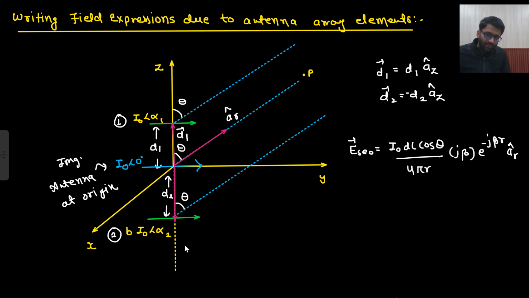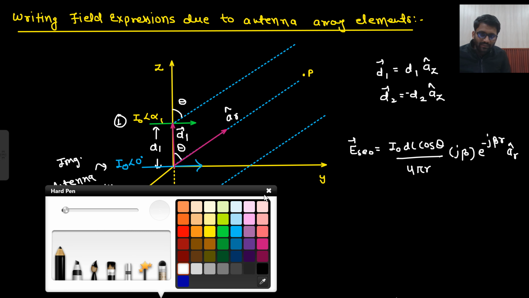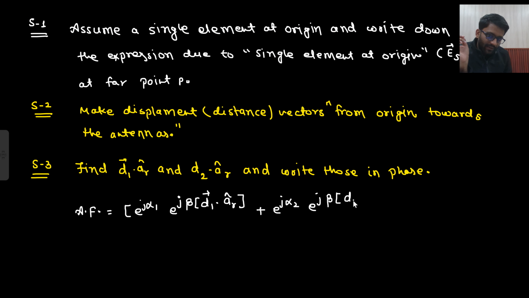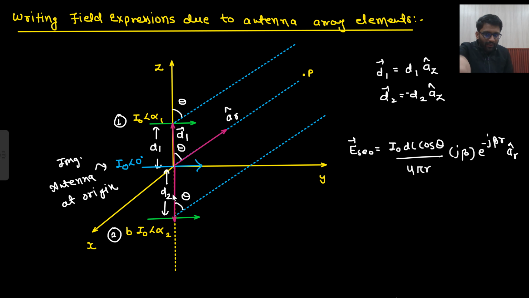Now coming to this, again I am writing down this vector. So this angle was theta, and this distance was d2. So from the origin I will make a vector. That is my d2 vector, and that d2 vector is minus d2 a_z cap. So now here what I am going to write down, j beta d2 dot a_r, from the origin towards the antenna.